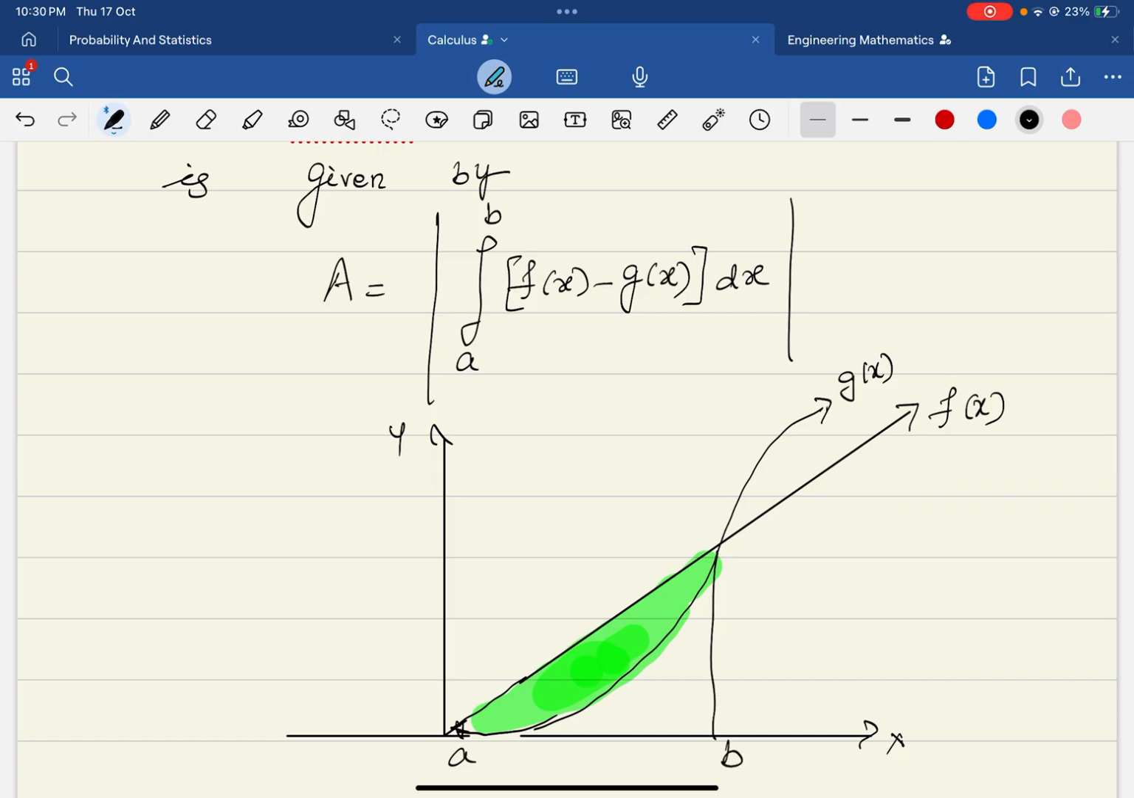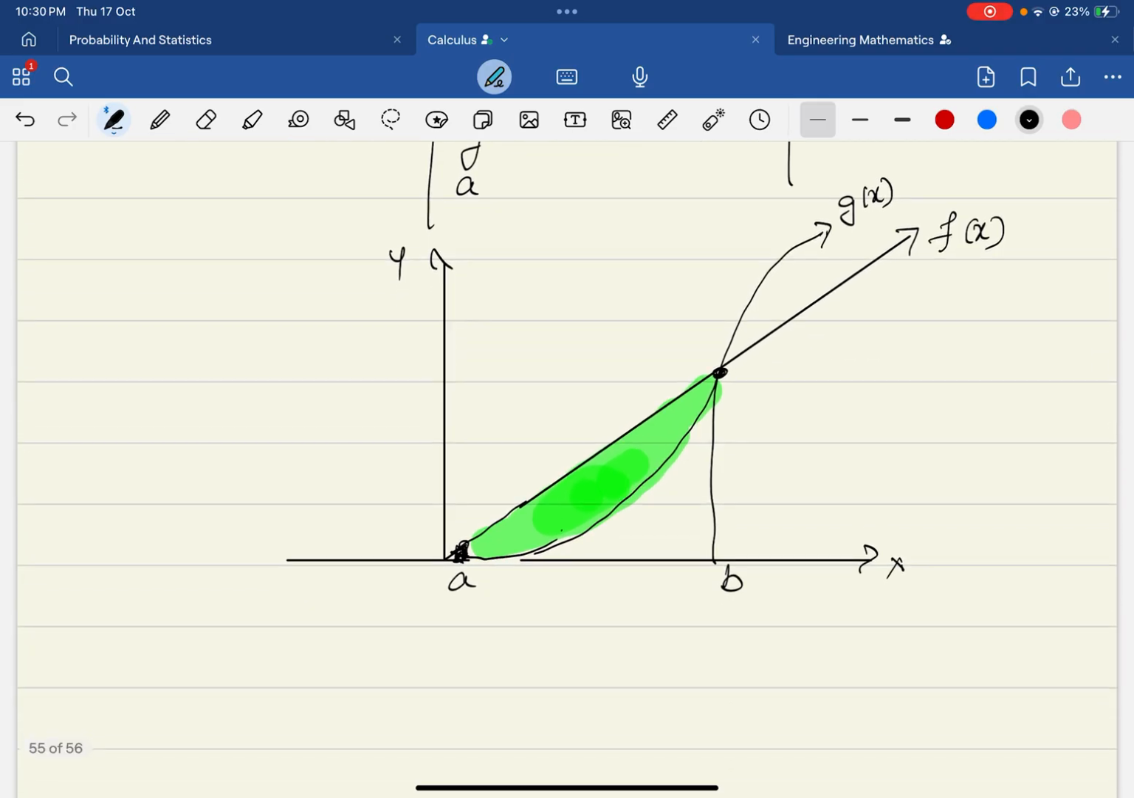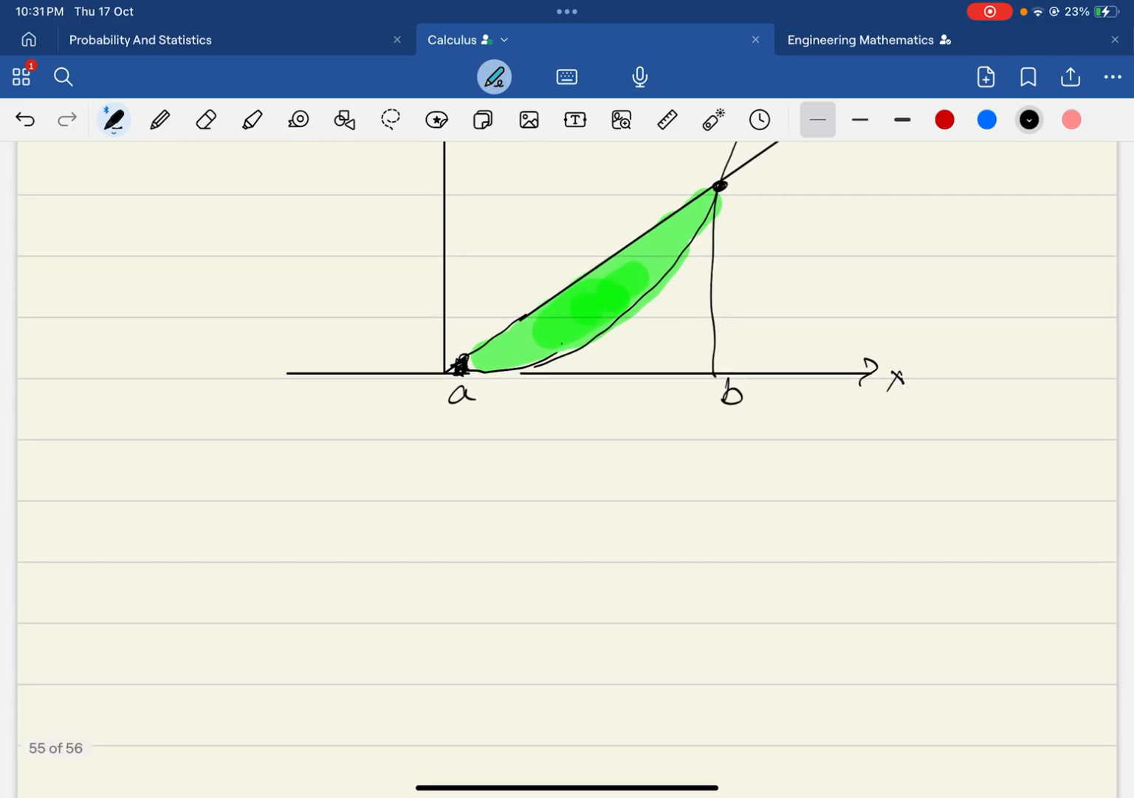Definitely these are the points of intersection, then only we can find it out. This point a and the point b are the points of intersection of the two curves, then only we can find the area between those two curves. So to understand this, let us now see one problem on this.